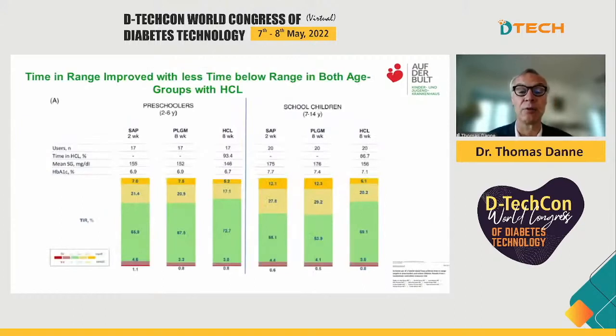And here you see the outcomes with just the predictive low glucose suspend. Yes, you were able to reduce the hypoglycemia slightly, as you would expect. It was already close to the goal of having less than 4% hypoglycemia in both groups, a little bit above 4, and then close to 4%. The predictive low glucose suspend was able to reach a little bit higher time in range, but the big jump really came with the hybrid closed loop, where you're not only suspending the insulin in case of low glucose, but also giving additional insulin when you are high. And you see that both groups had a big increase.